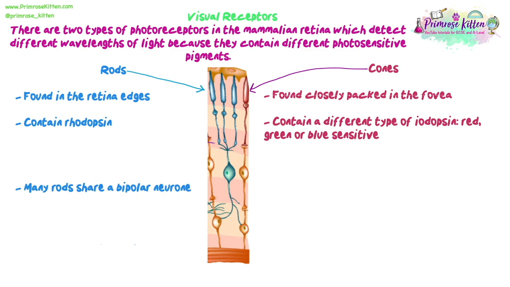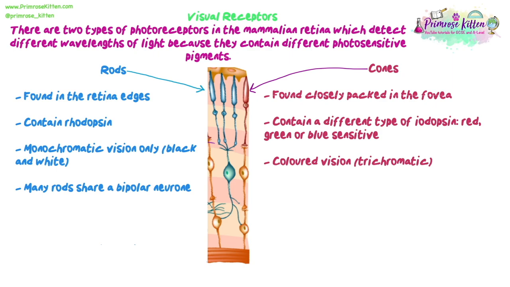Rods, because they only contain rhodopsin, only detect what we call monochromatic vision, otherwise known as black and white vision. So shades of light and dark and greys. Whereas the cones allow us to have our coloured vision, our trichromatic vision. The different wavelengths detected, red, green, blue, can mix and blend together. So if red and green cones are stimulated because the wavelength of light is yellow and that crosses over into both red and green wavelengths, then the brain will detect that as yellow.